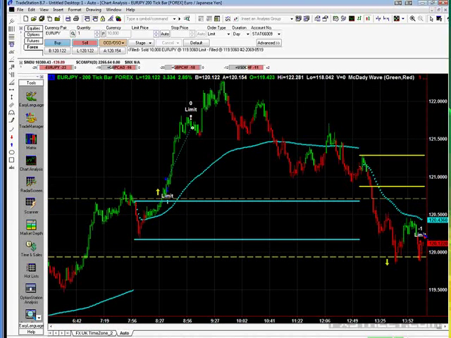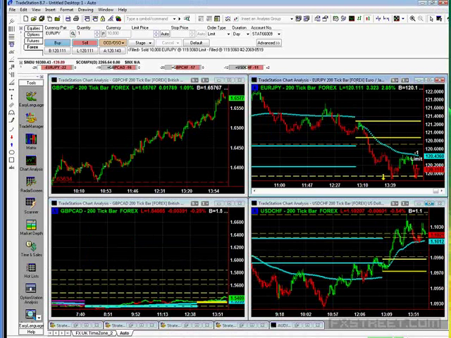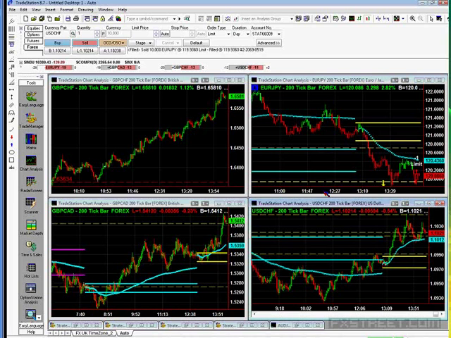This is the euro yen. This is the trade. We took it here. You see -1. This is the short over here. I'm just turning off these indicators. Okay.